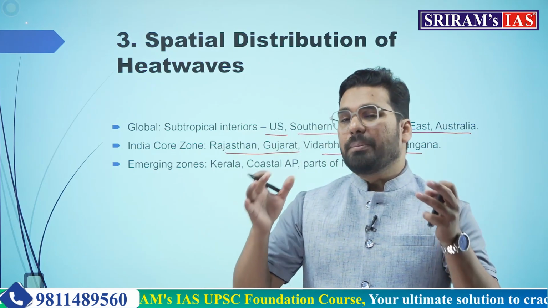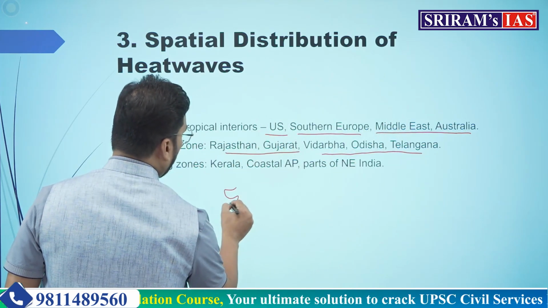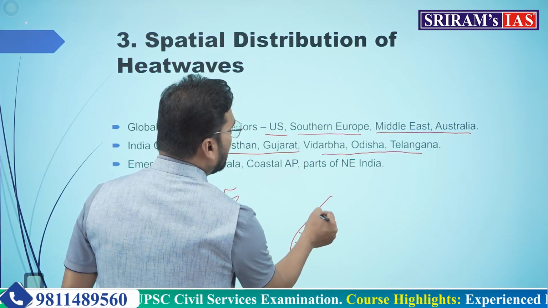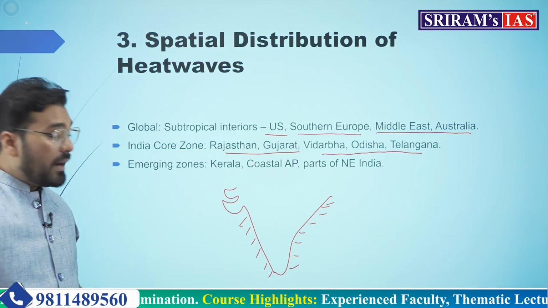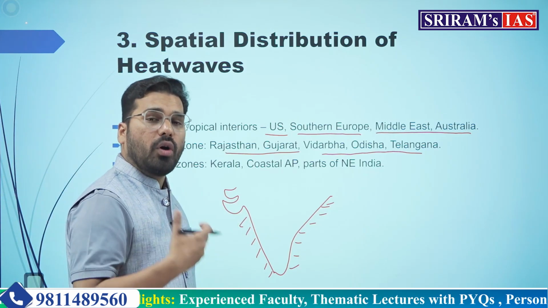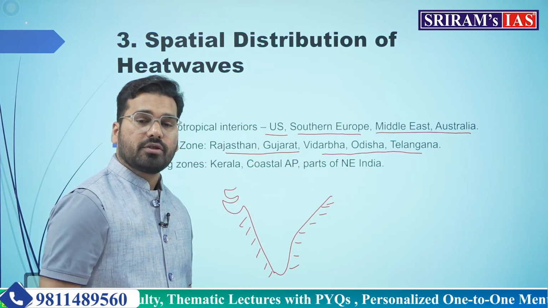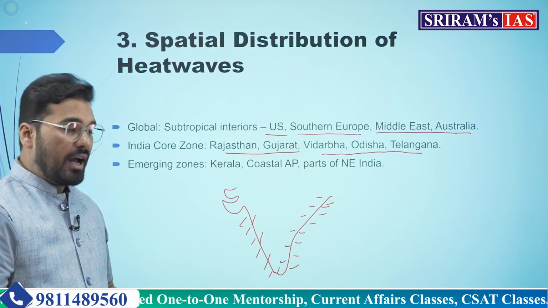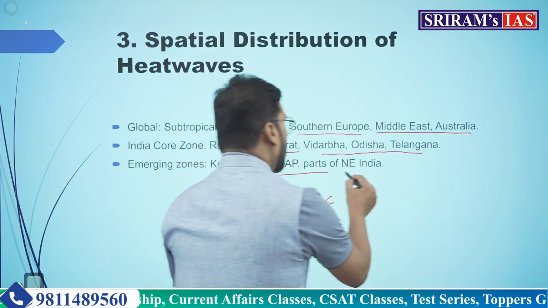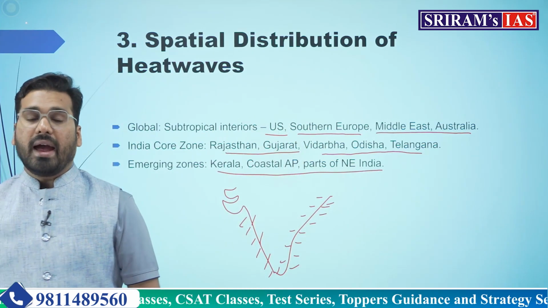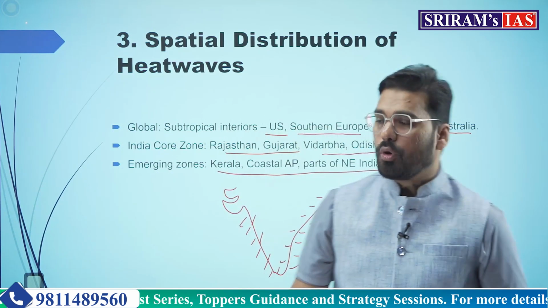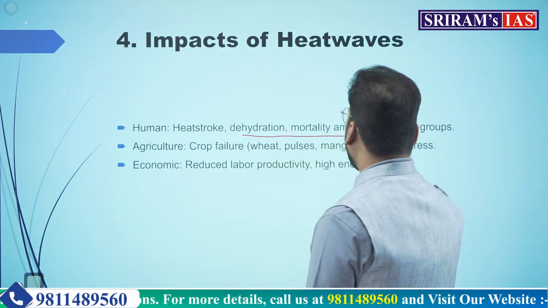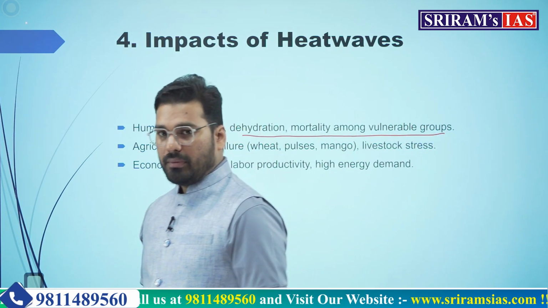Let me tell you the places in India which are closer to coast. Don't you think they should be moderated by the sea effect? But they are not, because of the increasing global warming, climate change and also these urban heat island, etc. So these areas are also now getting heat waves, which is actually very unusual and dangerous. So Kerala, coastal Andhra Pradesh, parts of North India, all these places start having heat waves, which becomes very problematic and dangerous. Now impacts on humans: heat stroke, dehydration, mortality among vulnerable groups. Lot of this happens.